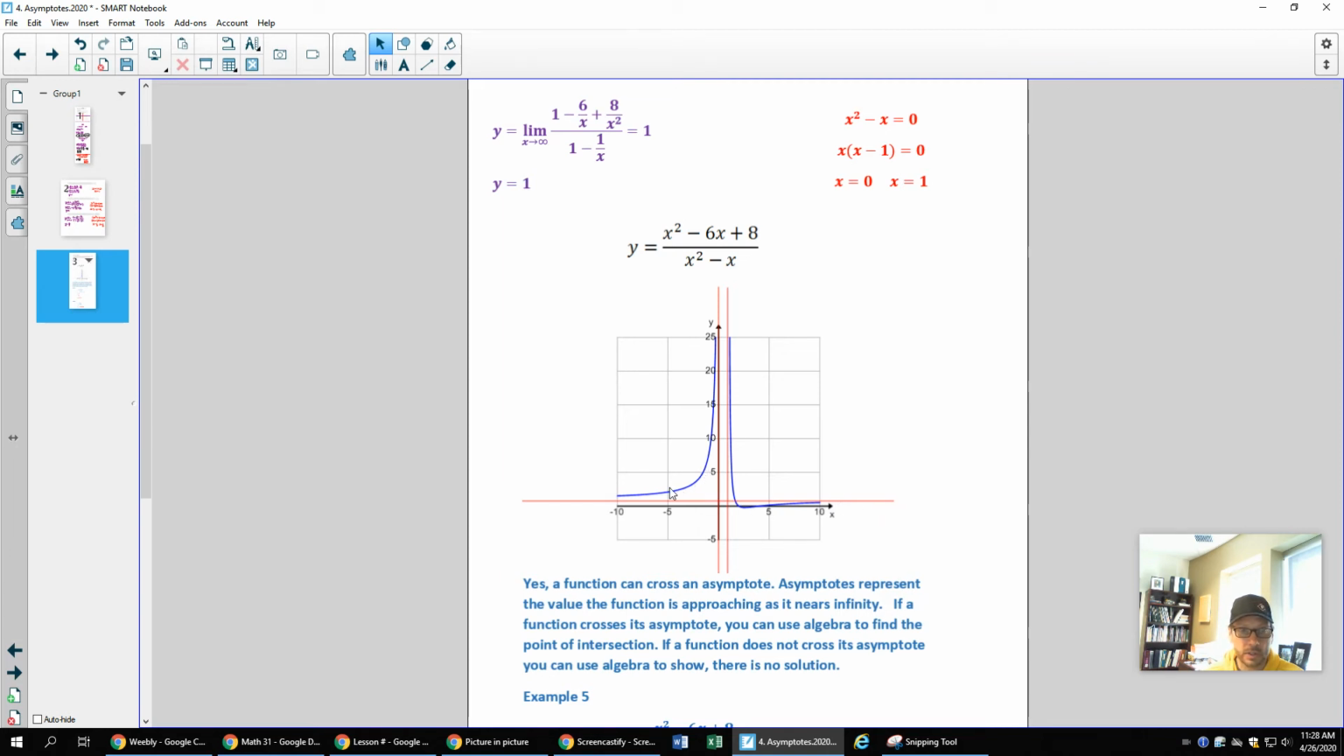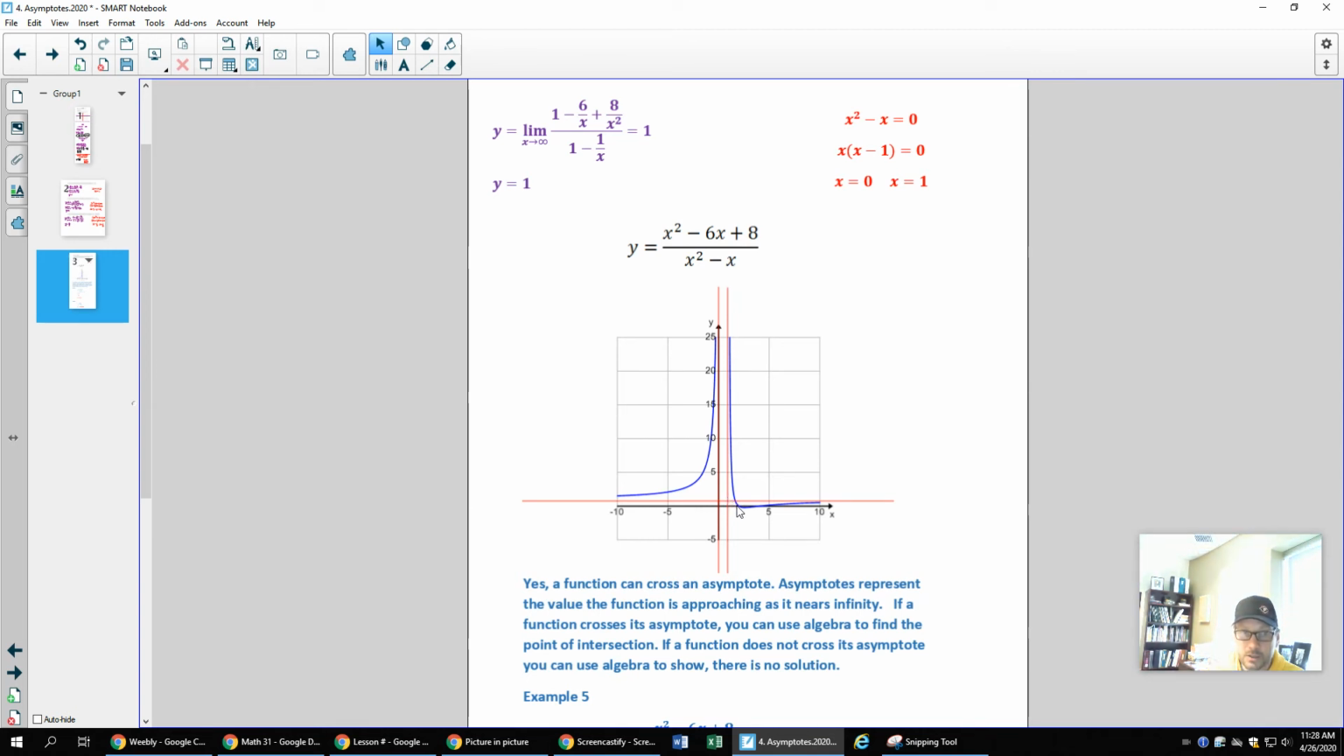So same thing over here on the left-hand side. We want to be able to approach a constant term. So how do you know if your function is going to cross its asymptote or not? Well, you can use algebra. So for our question, we know that y equals 1. That's the red line. And the blue line is x squared minus 6x plus 8 over x squared minus x.